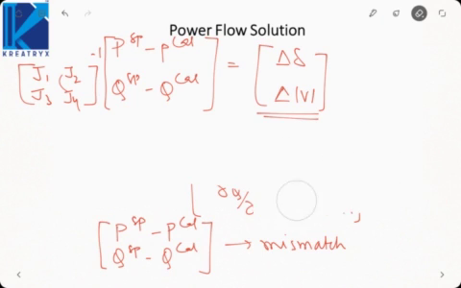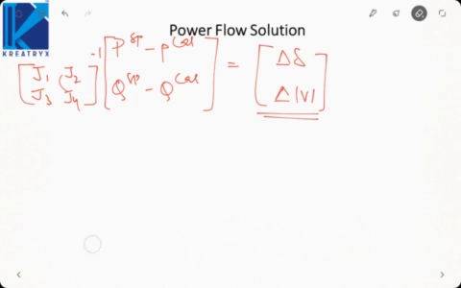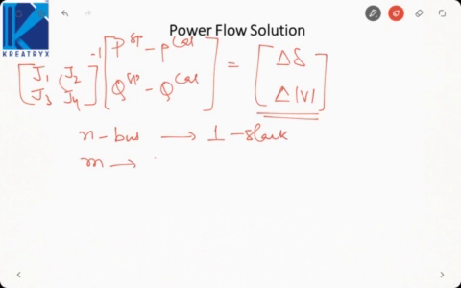Now let me take a system where I have n buses, out of which one will be slack bus. I am assuming m are the number of PV buses. Then what is the number of PQ buses? N minus m minus 1 will be PQ bus. Remember, slack bus is also a generator bus.